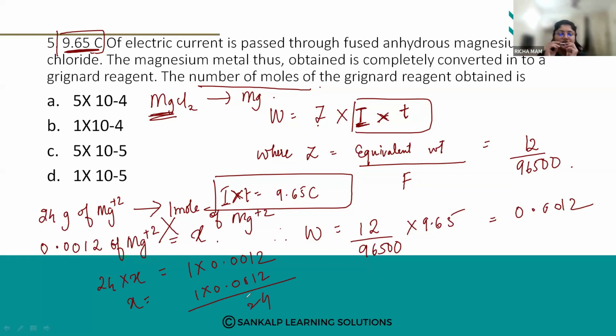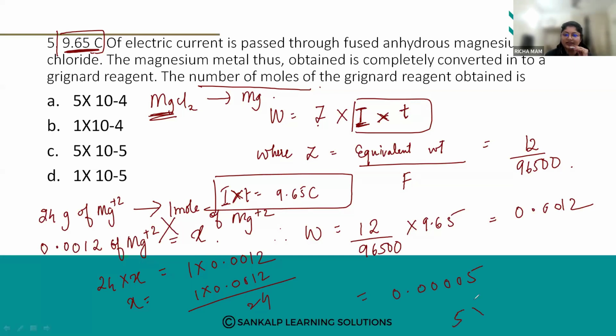So we have how many grams of Mg produced after the anhydrous magnesium chloride is passed by the current of 9.65, we get 0.0012 grams of Mg plus 2. So that represents how many moles? So you have to cross multiply. So we are going to get 1 into 0.0012 divided by 24.